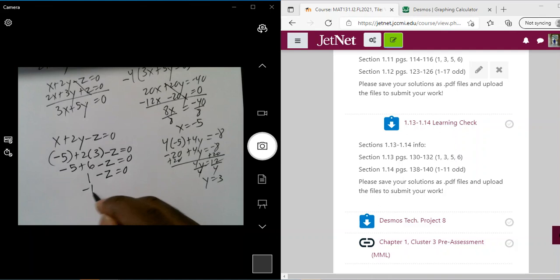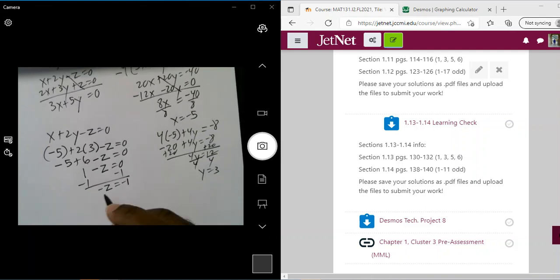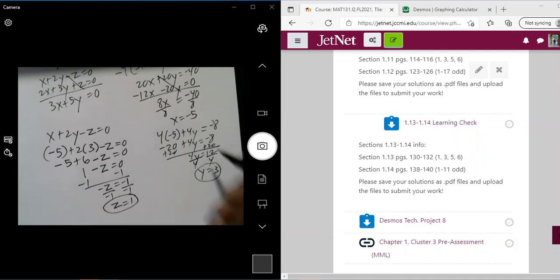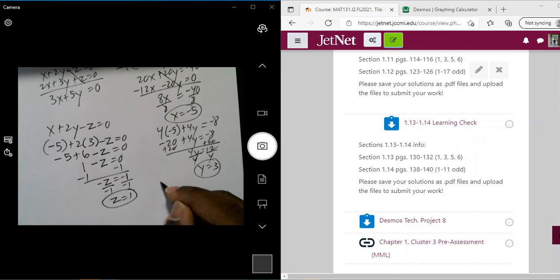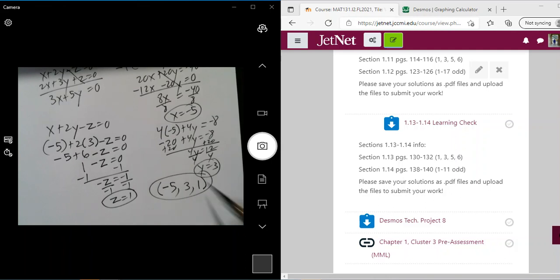We'll subtract 1 on both sides. Negative z equals negative 1. Divide each side by negative 1, and z is 1. So now our final answer, we will write it as an ordered triple. The x would go first, which is negative 5, the y would be 3, and the z would be 1. And that would be your final answer. And then you could go through and test to make sure that this answer is correct. Does everyone follow that?